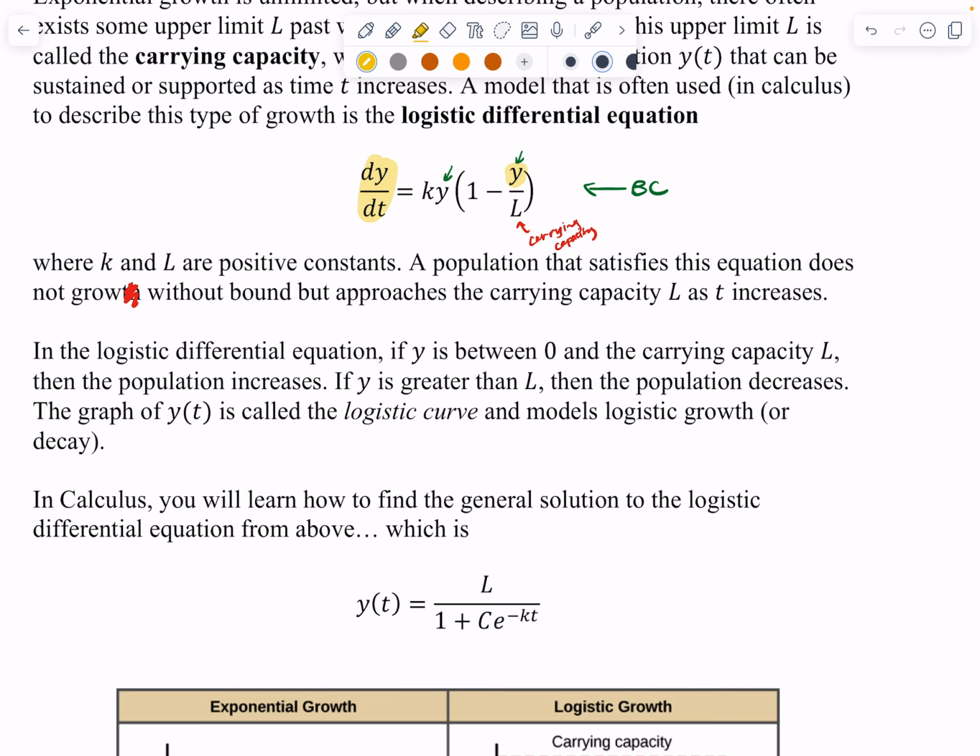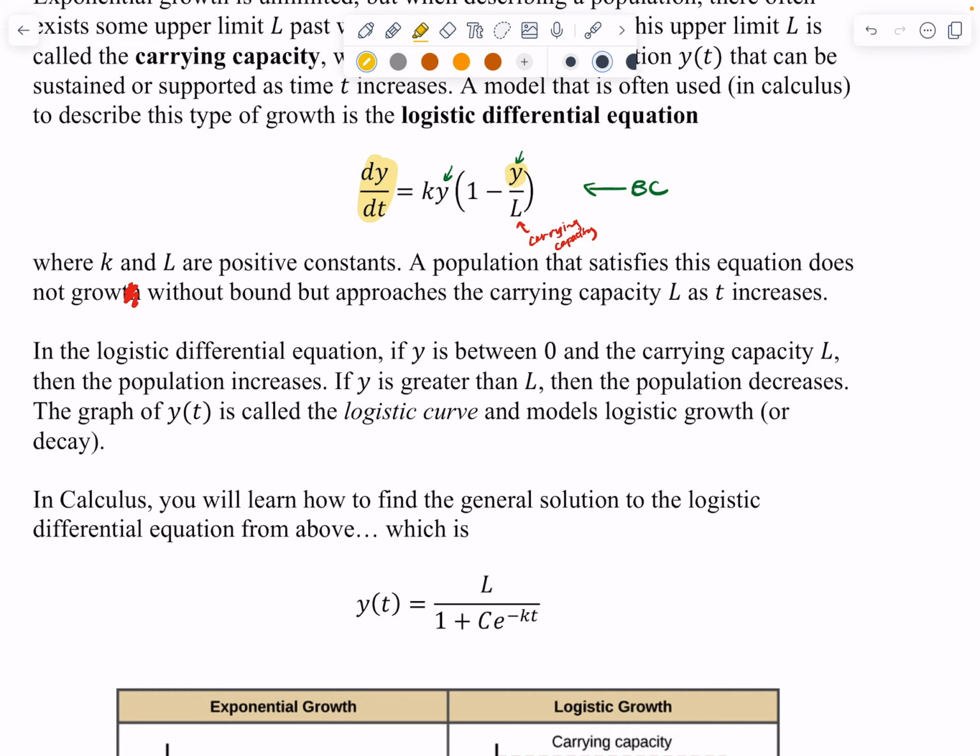However, let's say that same island, 40 bunnies were dropped onto it. Well, there's not enough resources to sustain those 40 bunnies. So then the population is going to start to decrease. We're going to focus on the situation of the population increasing. Now, the graph of y of t we call a logistic curve. And whenever there's growth, we call that the logistic growth model, but there could be decay.